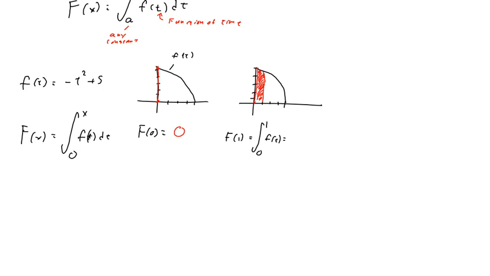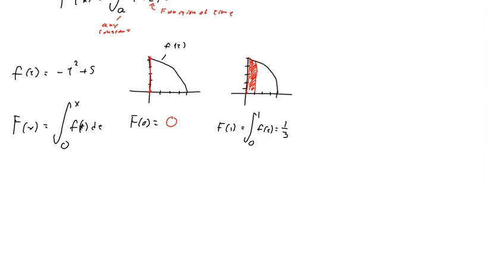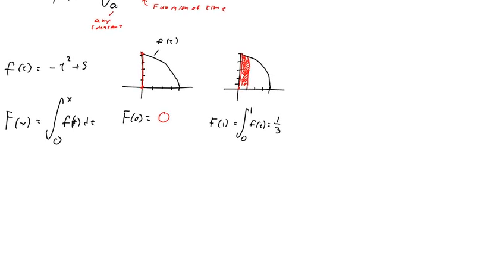We could calculate it. We could do the calculation of this. We could do the integral. So cubed, 1/3, 1, plus 5. Let's call this 1/3. So I've gained 1/3. I've accumulated 1/3 of a value, 1/3 of an amount, right?